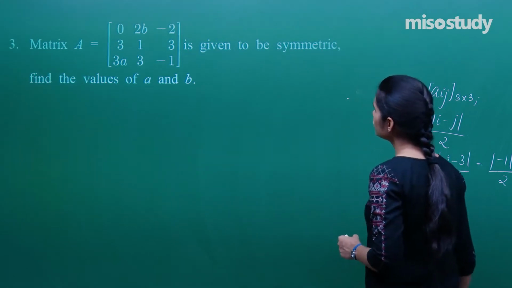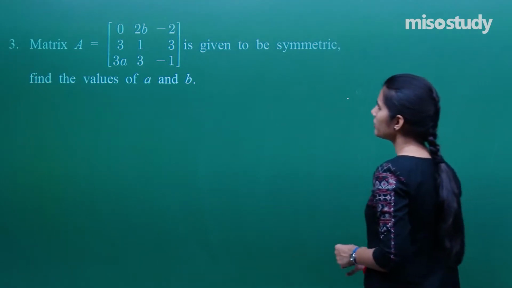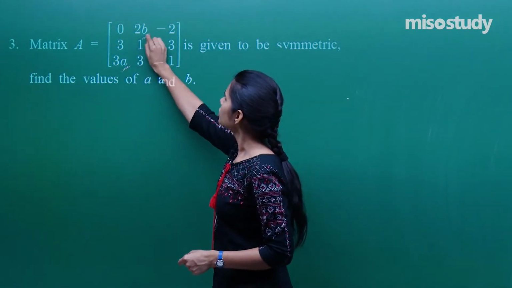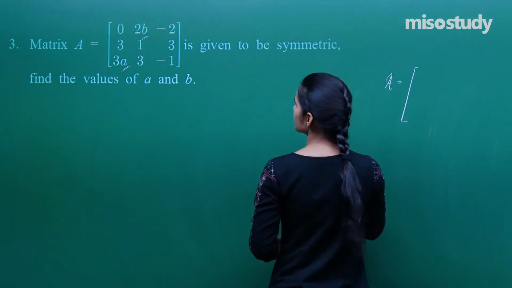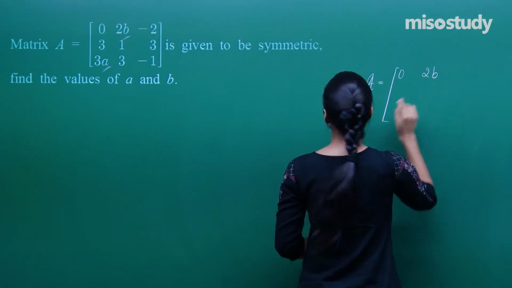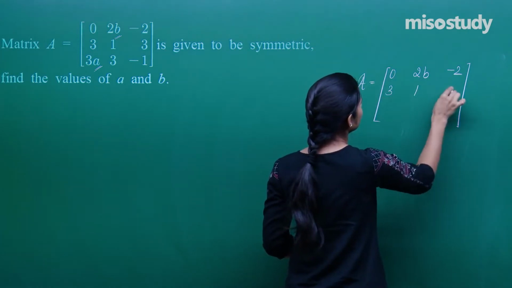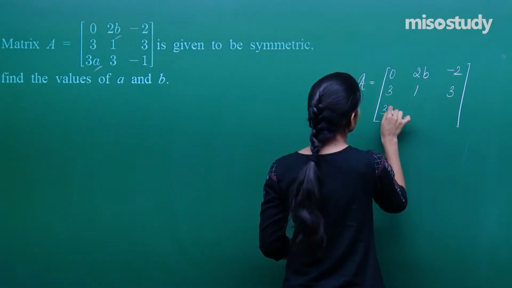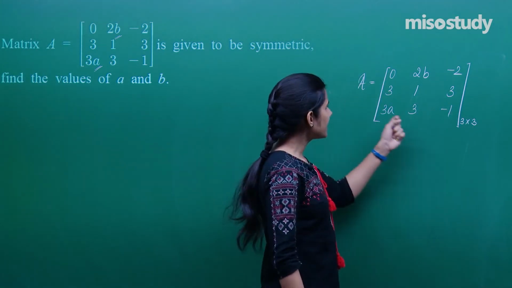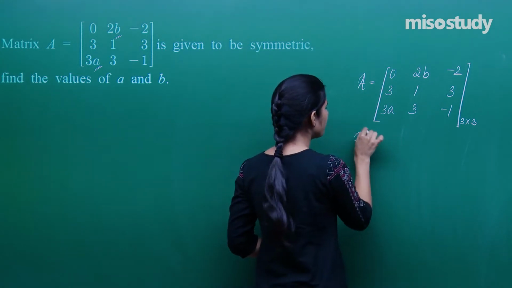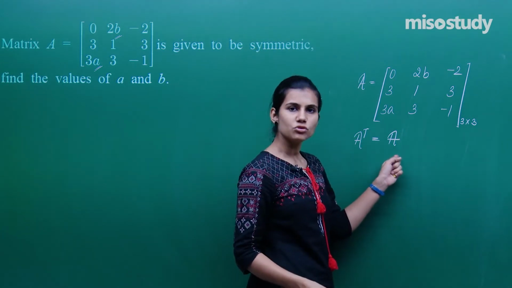Next you have A is given to you to be symmetric and you are asked to find out the value of small a and small b, where this is your small a and this is your small b. Now A is a 3 cross 3 matrix given to you: 0, 2b, minus 2, 3, 1, 3, 3a, 3, minus 1. The moment I say that A is symmetric, that means what? That if you find out the transpose of A, it comes out to be exactly equal to A itself.